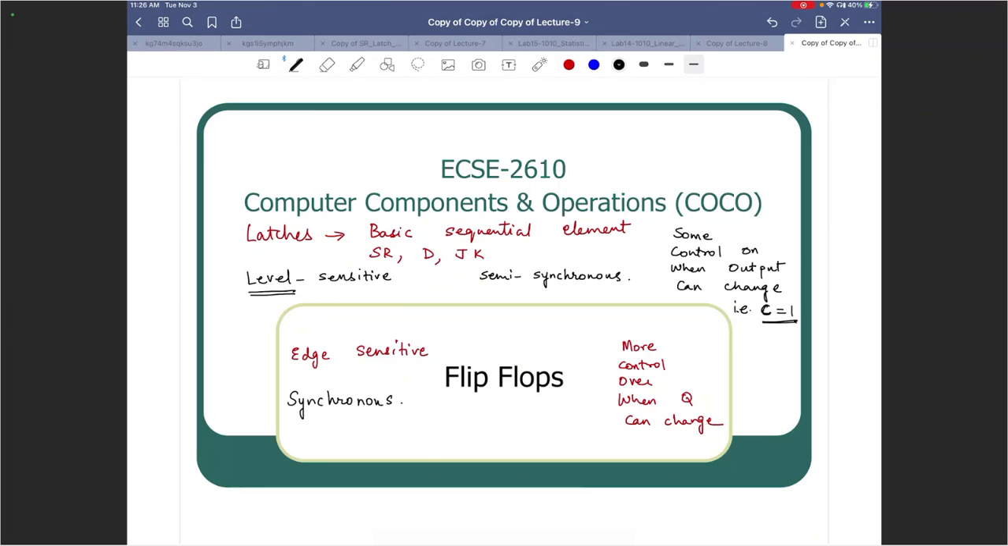We are going away from latches to make flip flops, and the best way to do it is connect two latches back to back, and that's it. That's how you make a flip flop. One latch, another latch, back to back, you get a flip flop, and we'll talk more about that. But that's essentially what it is. The main difference is level sensitive versus edge sensitive.